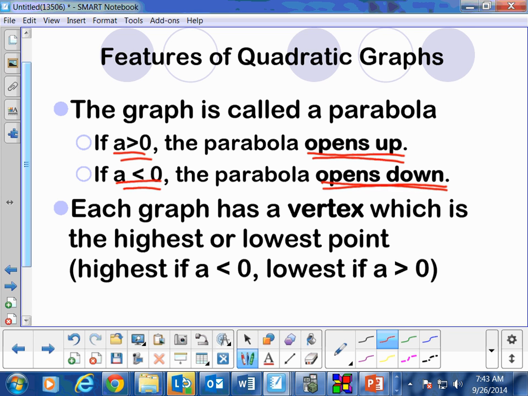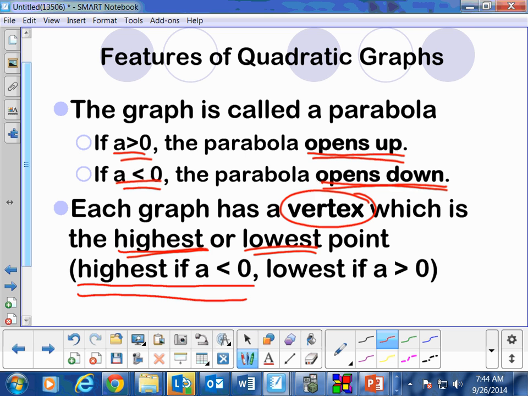Each graph has a vertex, which is the highest or lowest point. Really what we're trying to communicate is that we have a vertex. So you're either going to have the highest point, which will kind of be a peak, or the lowest point, which will kind of be a valley of that U-shaped graph. We'll have a highest point if a is less than 0, and we'll have a lowest point if a is greater than 0. So you want to make sure that is also something you memorize, especially about the a opening up or down. Now again, if I'm going too fast in the video, just go ahead and pause it and write all this down.